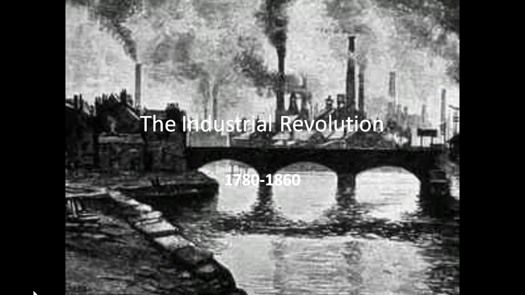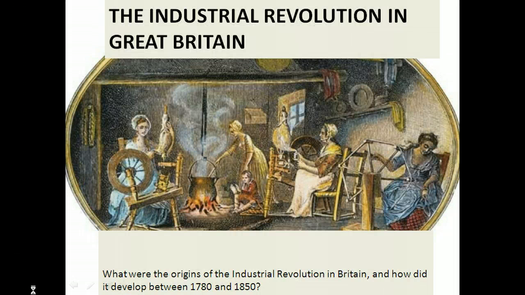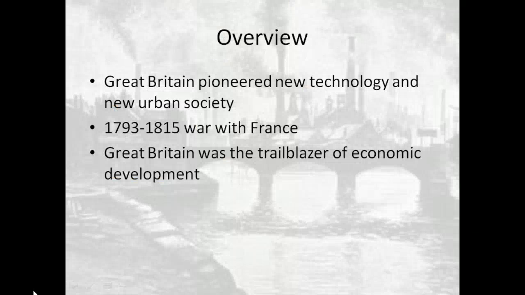Now that we've concluded discussing the French Revolution, we need to talk about the Industrial Revolution, which begins in Great Britain at about the same time as the American Revolution and the French Revolution are going on politically. The Industrial Revolution begins in Great Britain in about 1780, and today we're going to explore what the origins or what the causes of the Industrial Revolution in Britain were and how it developed until about 1850.